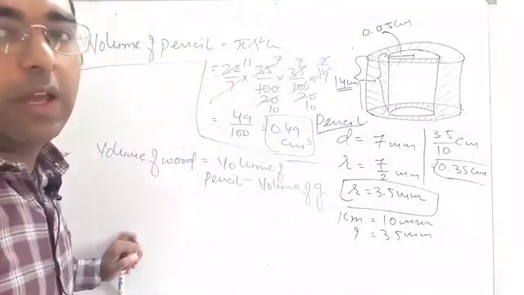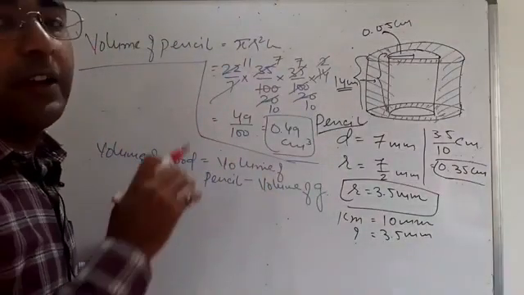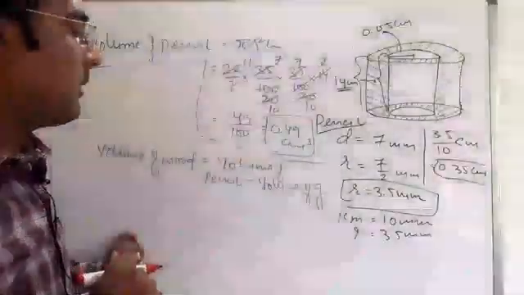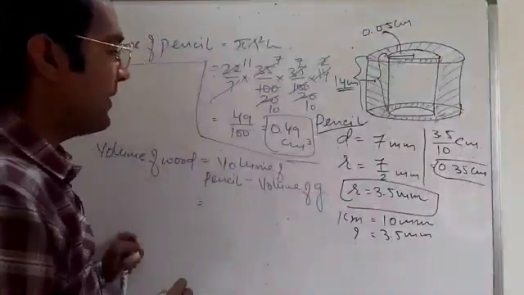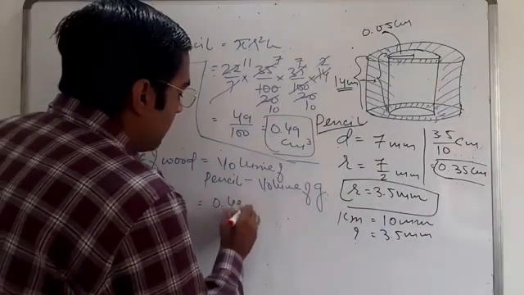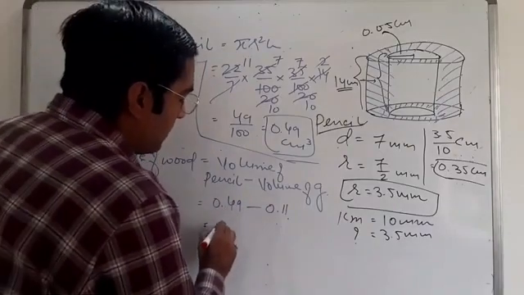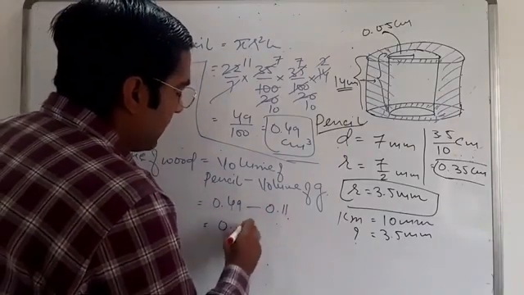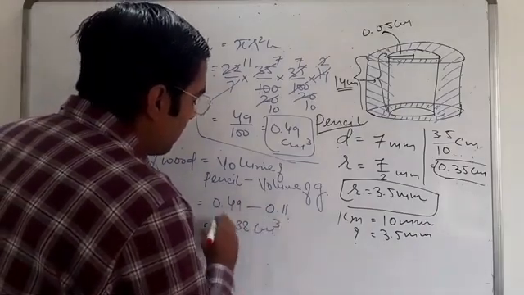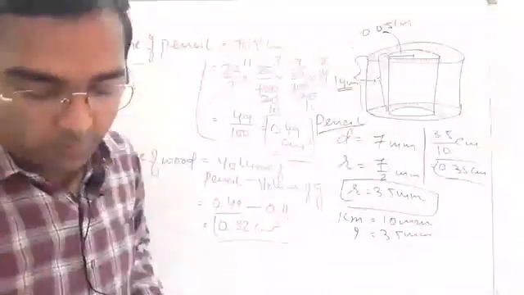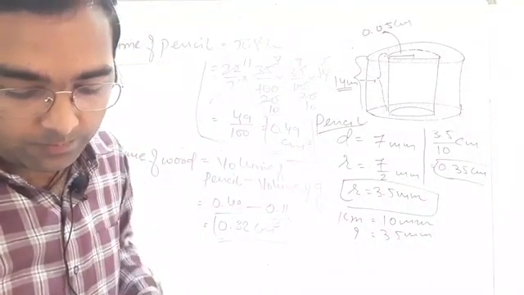So I'll remove the graphite from the pencil to get the volume of the wood. Volume of pencil is 0.49 minus volume of graphite, that is 0.11. So my answer is 0.38 centimeter cube. That is my volume of wood.